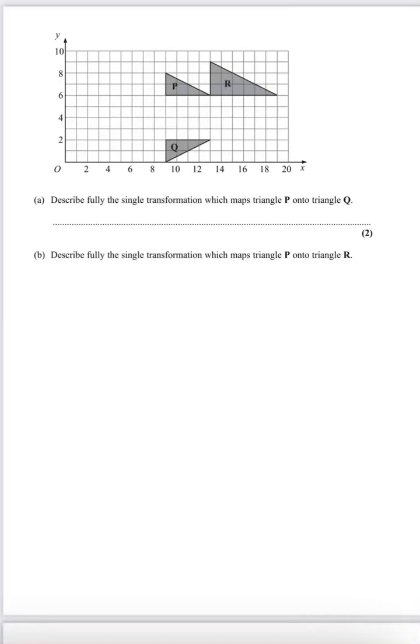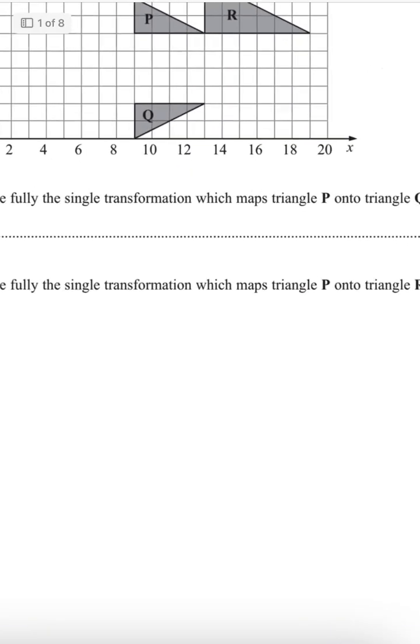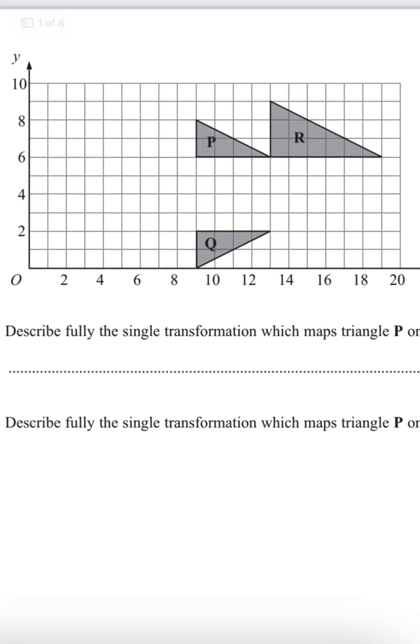This is a video on enlargements for IGCSE, covering some of the problems you're likely to see in assessments. So if we start with B here, describe fully the single transformation which maps triangle P onto triangle R. If you have a look at the picture, I'm going to zoom in now, P into R.